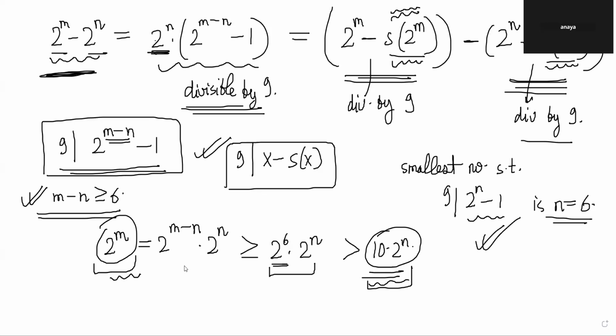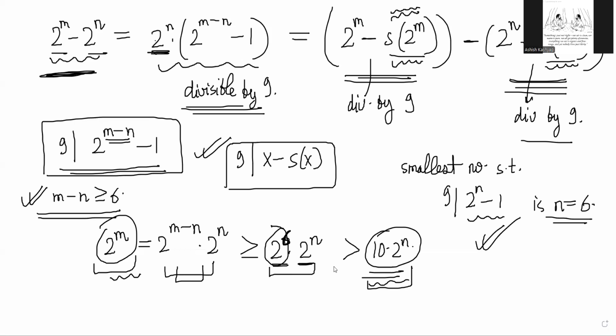And that automatically contradicts it, because now 2 power m is greater than 2 power 6 into 2 power n, which means it will have more digits than 2 power n. Do you understand what I'm saying? So there is no way in which you can rearrange the digits of a power of 2 and end up with another power of 2.